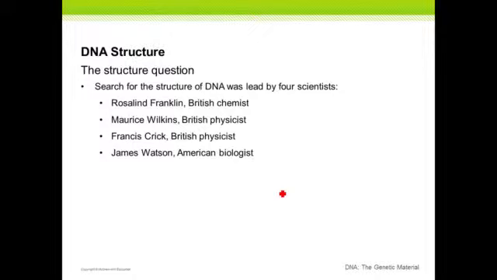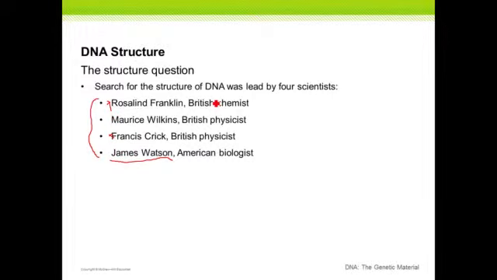Now we know that the adenines and the thymines bind, and the guanines and the cytosines bind. The next real question was, okay, well, what does DNA look like? And that mystery was solved by these four scientists right here: Rosalind Franklin, Maurice Wilkins, Francis Crick, and James Watson. These guys are extremely famous in biology. I think Watson is still alive, if I'm not mistaken. I think Crick is no longer with us anymore. Neither is Franklin. But these guys were essential to learning this.